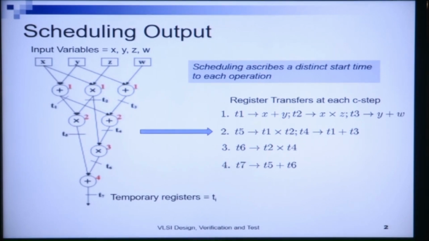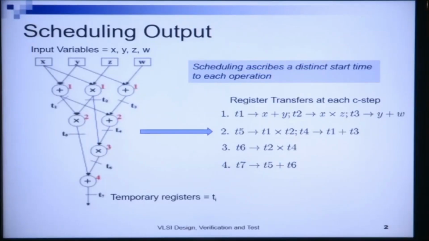Each of these operations take input from certain input variables and produce outputs on temporary registers or temporary variables. So, these T1, T2, T3 are temporary variables. And what we have is a set of register transfers. The set of register transfers here are T1 equals x plus y in the first time step, T2 equals x into z in the first time step. Similarly, we have different register transfers at each time step at the output of the scheduling step.